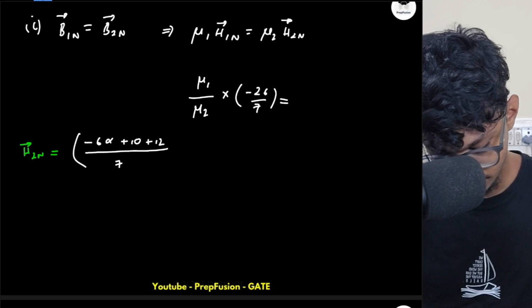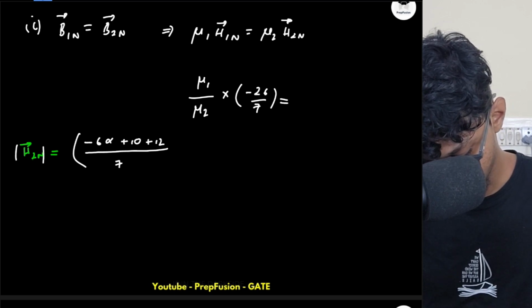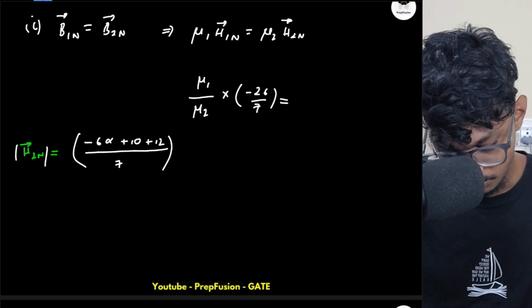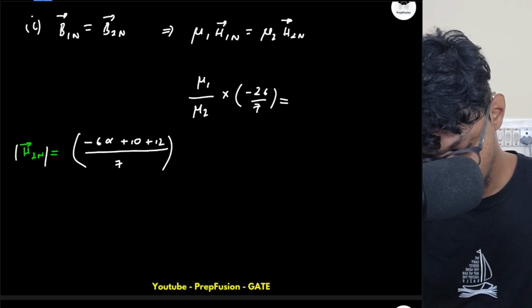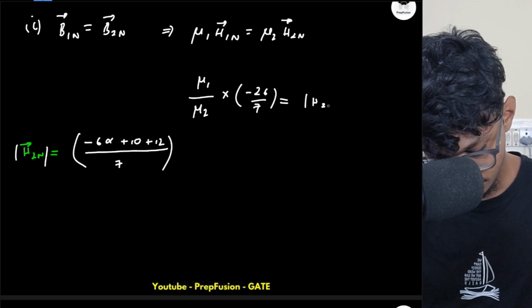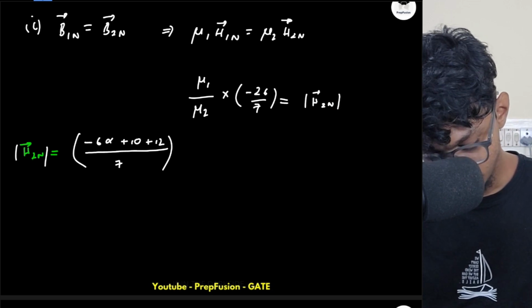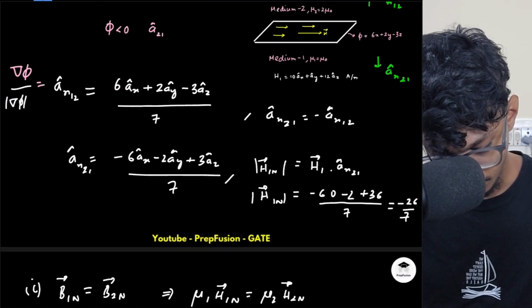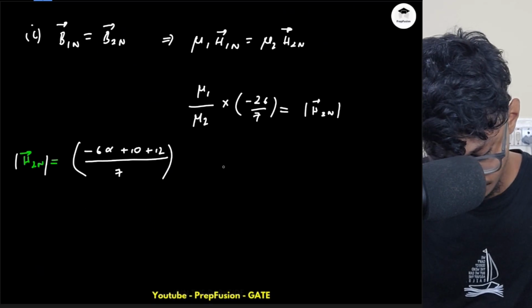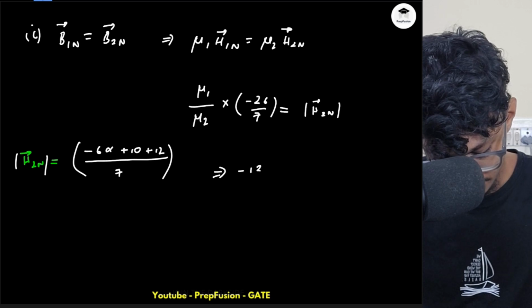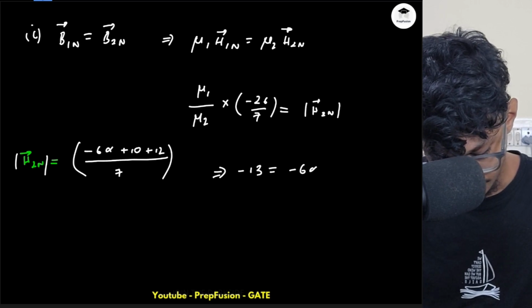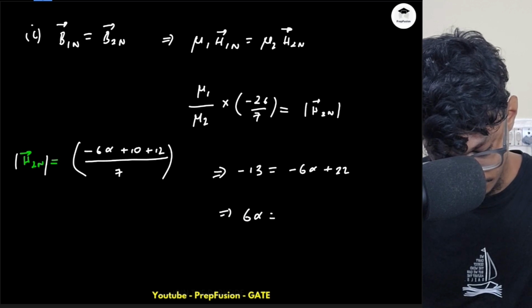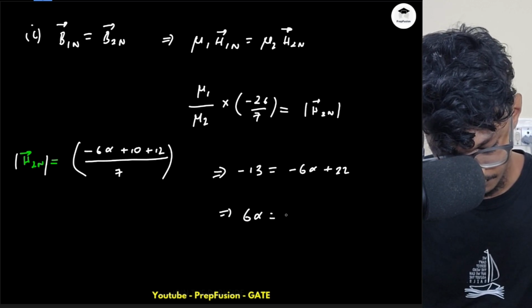And this is it, right? This is the dot product basically. This is the magnitude simply. This is the normal component magnitude. So this should be equals to the magnitude of h2n. So now 7 will get cancelled, and mu1 by mu2 is simply mu naught by 2 mu naught. So it will be 1 by 2. So it will become minus 13 equals to minus 6 alpha plus 22. So 6 alpha equals to 13 plus 22, which is 35.